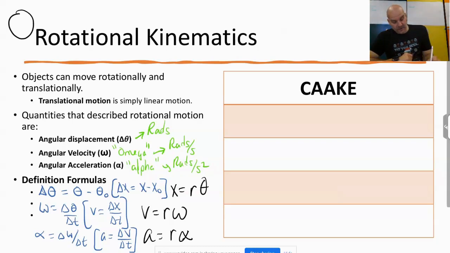So if I have a circle, a tire, it has a radius r, and if it moves, that's what we're talking about. If we want to relate straight line to rotational, we just simply multiply our rotational quantity by the radius, and that gives us our straight line quantity.